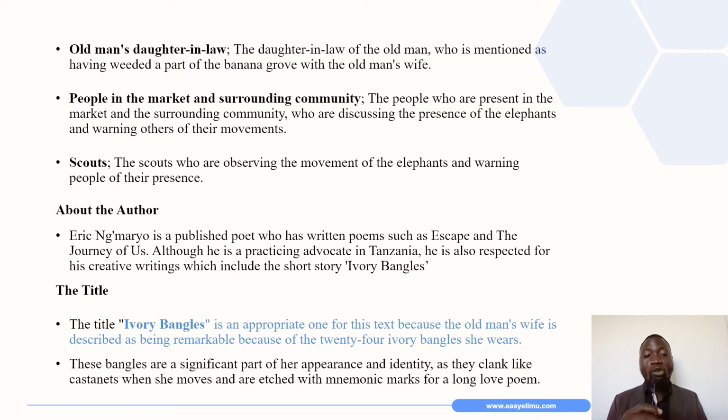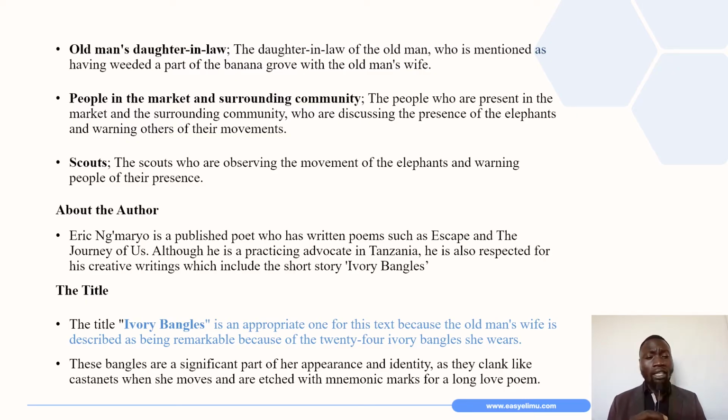So let's now narrow down to the nitty-gritties, that is by first looking at some background information about Eric Ngamayo. Dear learners, not so much information is provided about the author, but Eric Ngamayo is a published poet who has written poems such as Escape and The Journey of Us. Although he is a practicing advocate in Tanzania, he is also respected for his creative writings, which include the short story Ivory Bangles, which we are about to look at, a very interesting one.